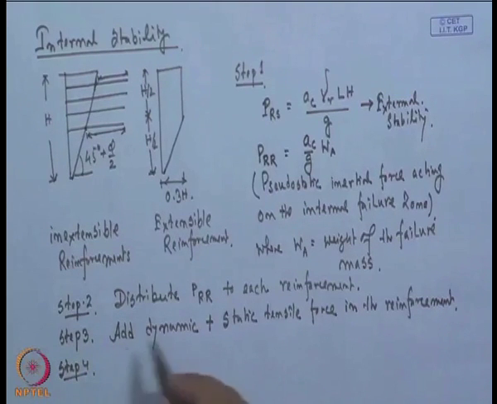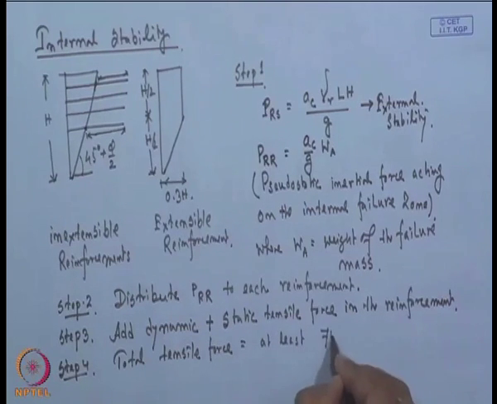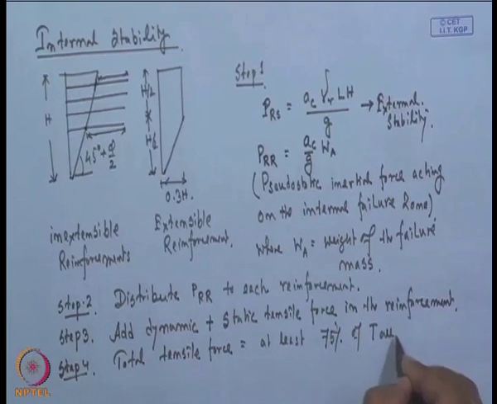Now, step 4: once we add the dynamic and the static forces, this total tensile force should be at least 75% of T_allowable. That means the total tensile force, due to the dynamic and the static, should be around 75% of T_allowable.